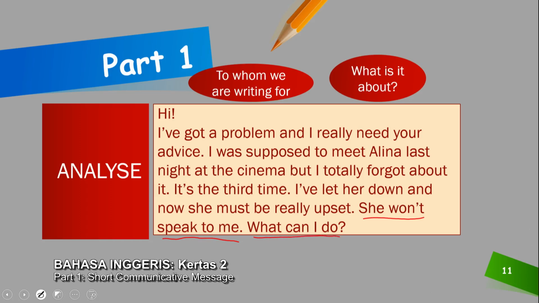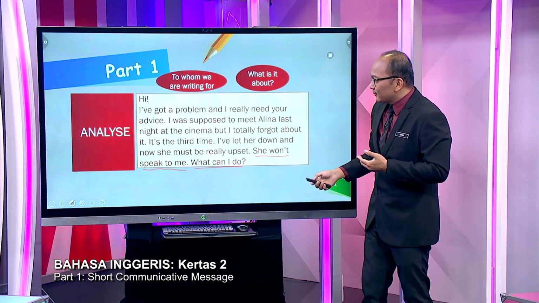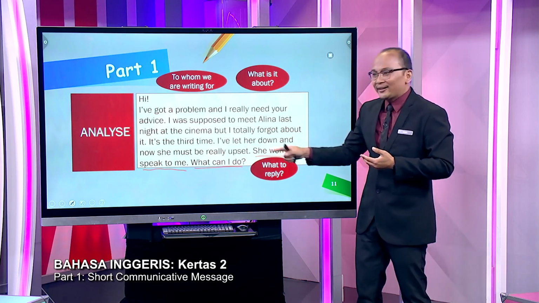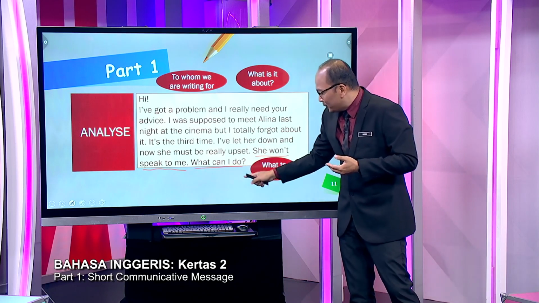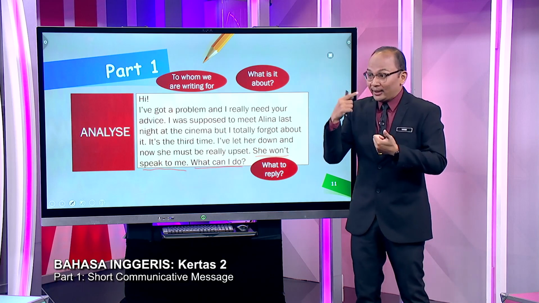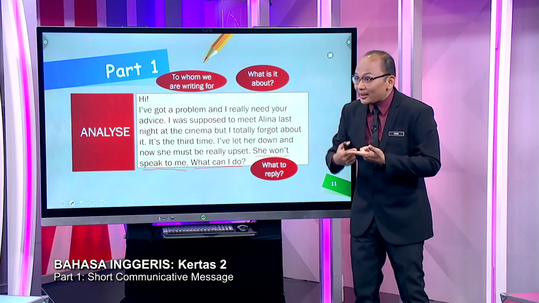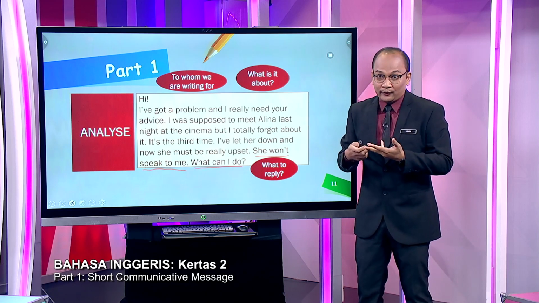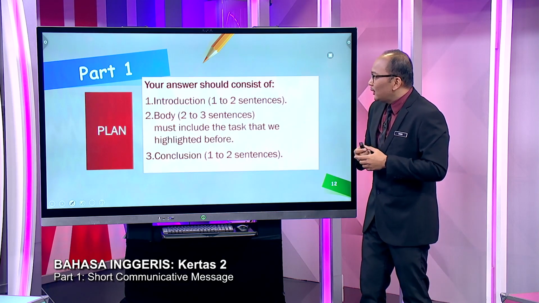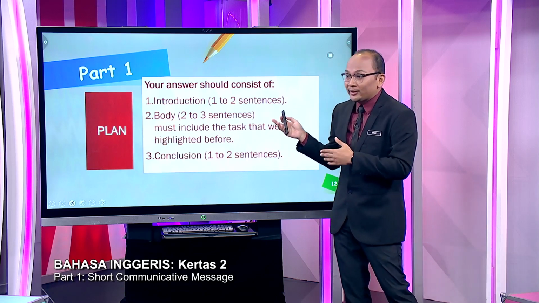So it's good for you to have a highlighter or maybe a red pen to underline the necessary questions. Now, what is the last one? What to reply? As I mentioned before, what can I do? So you need to give some response to Julia. Some ideas, some opinions, some feedback to our friend. So please do that. Now, we go on to the next one, which is our plan.